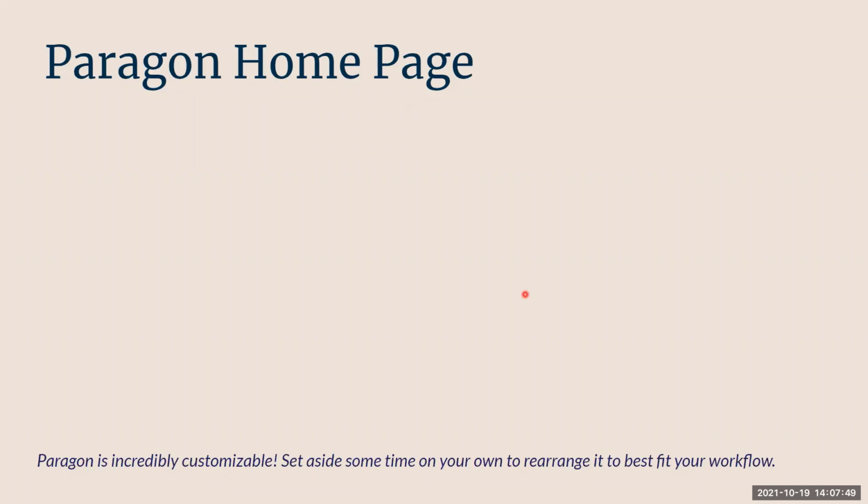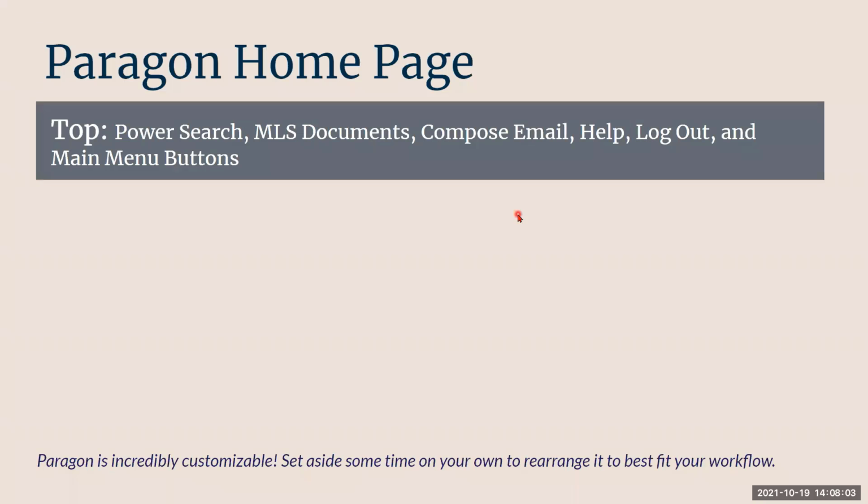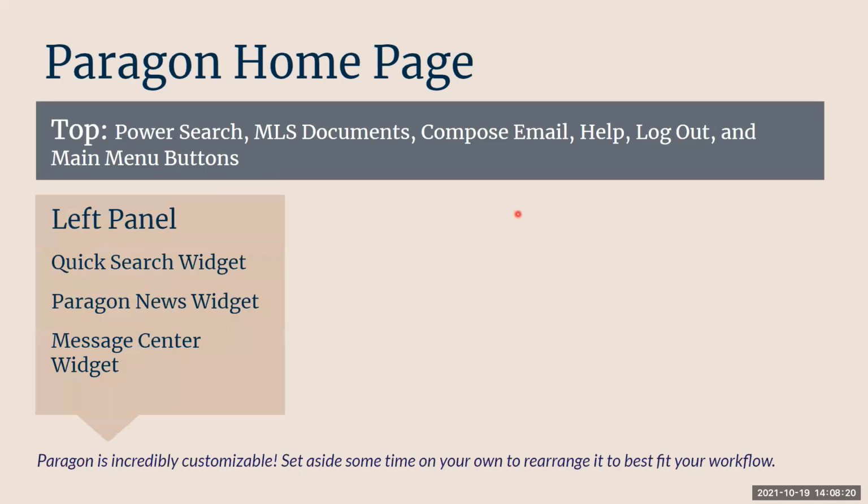So let's talk a little bit about the Paragon homepage. When you log in each and every day into Paragon, it automatically launches you into the homepage screen. And that homepage screen is made up of 4 areas. The top has the power search field, a button for MLS documents, and a place to compose an email if you would like to use Paragon as an email client. It's got help, log out, and main menu buttons.